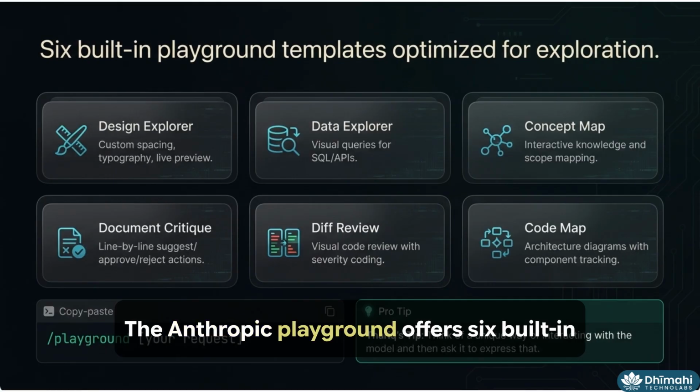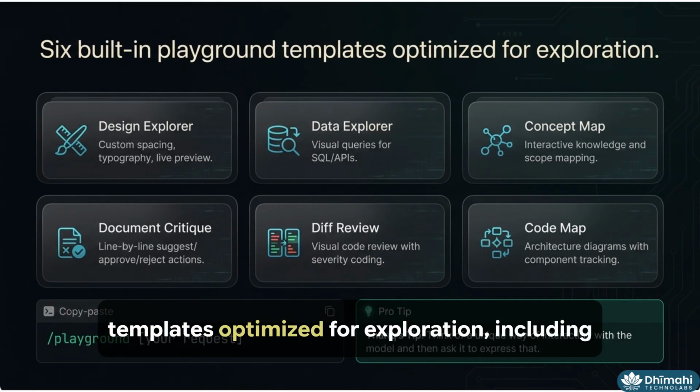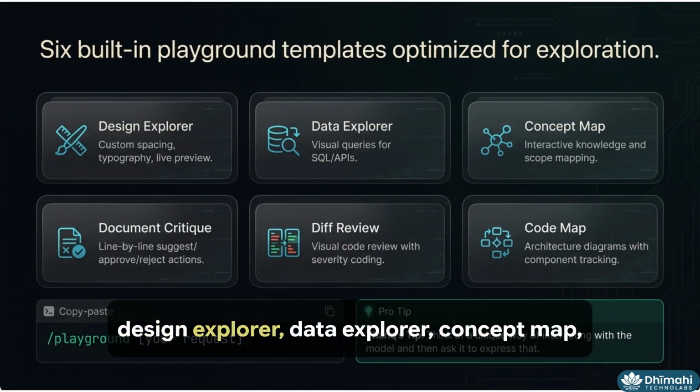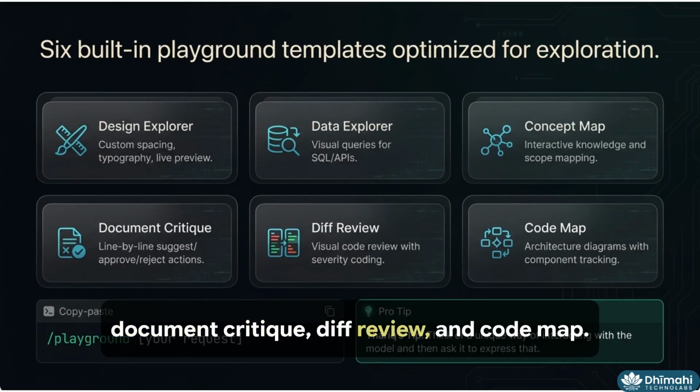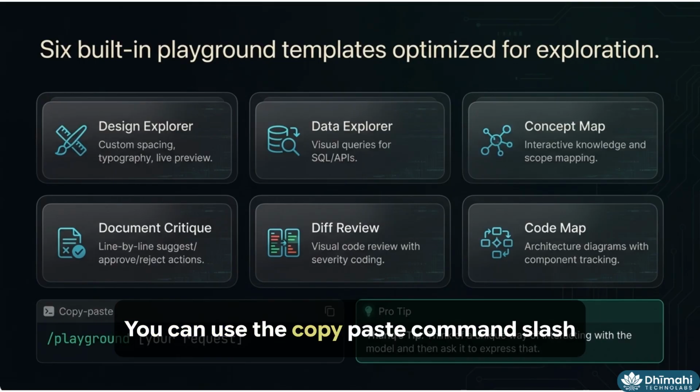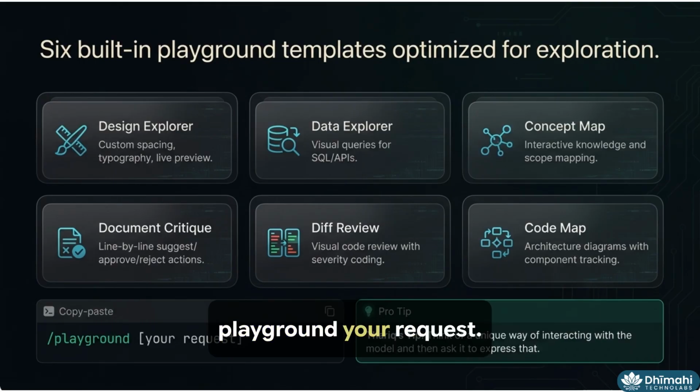The Anthropic Playground offers 6 built-in templates optimized for exploration, including Design Explorer, Data Explorer, Concept Map, Document Critique, Diff Review, and Code Map. You can use the copy-paste command /playground your request.